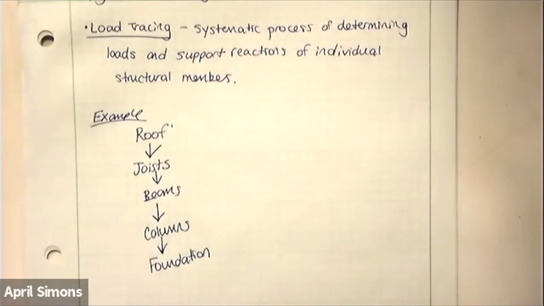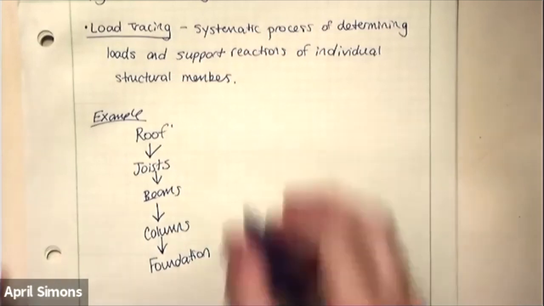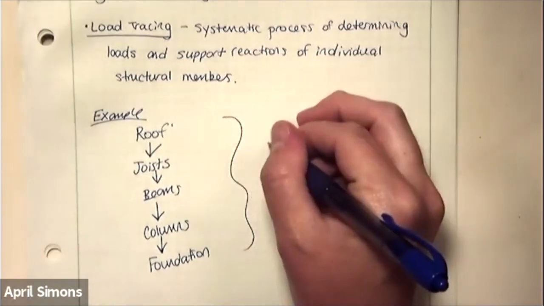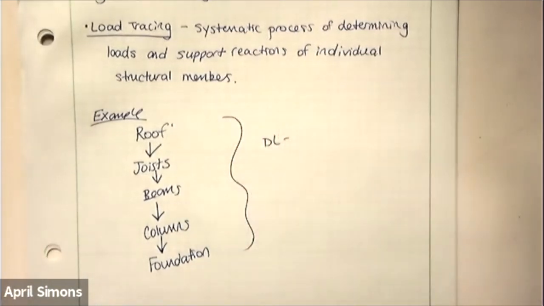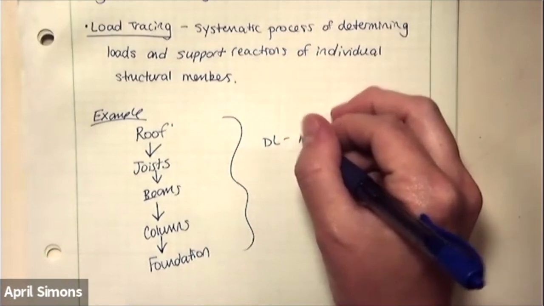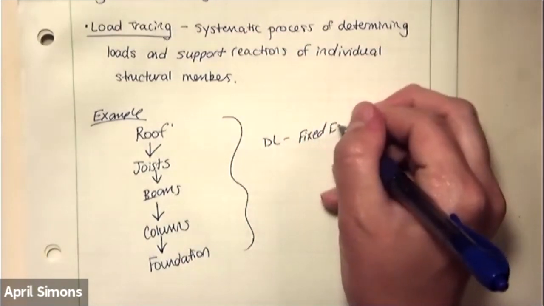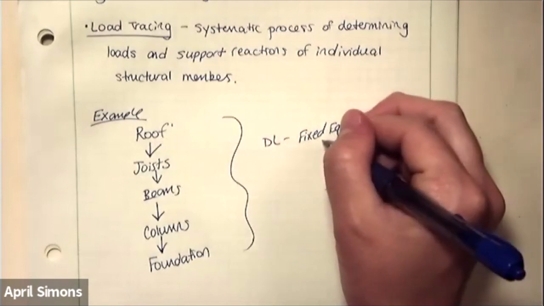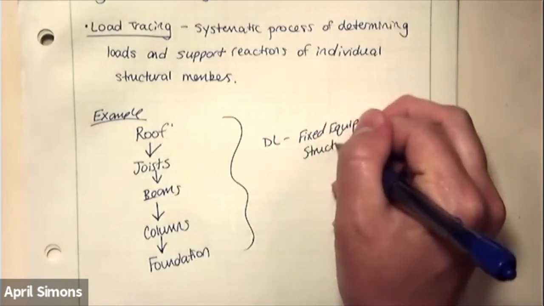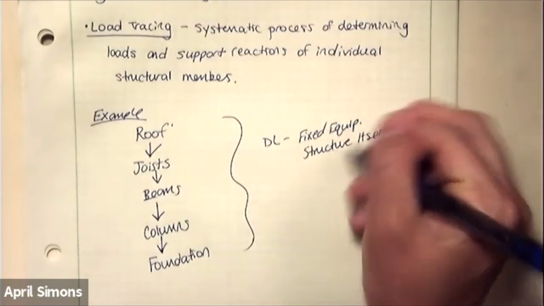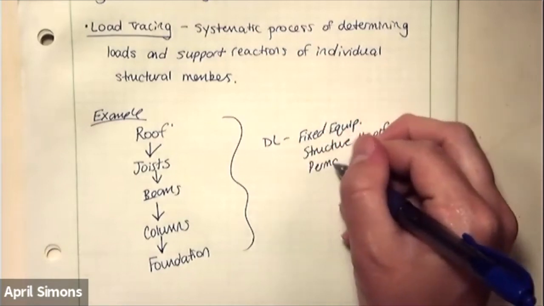Different structures may have different combinations of larger structural elements, and so it's up to us to determine what that load path looks like. These will include dead loads. We've covered dead loads in great detail already, but fixed equipment, the structure itself, and basically any permanent items.